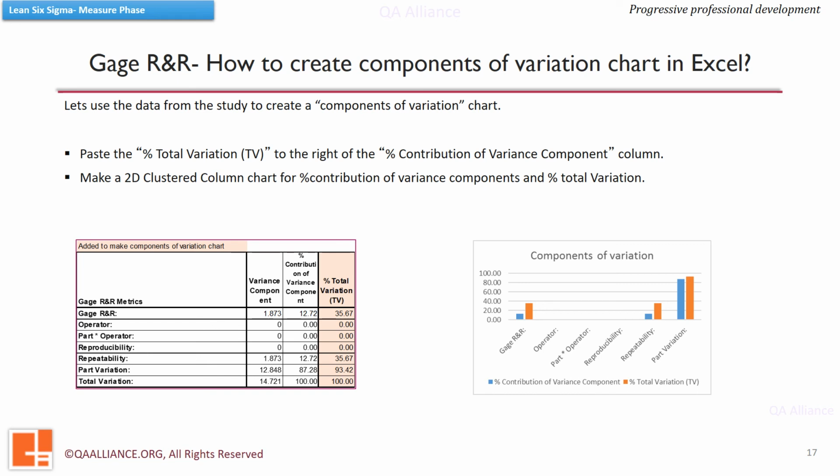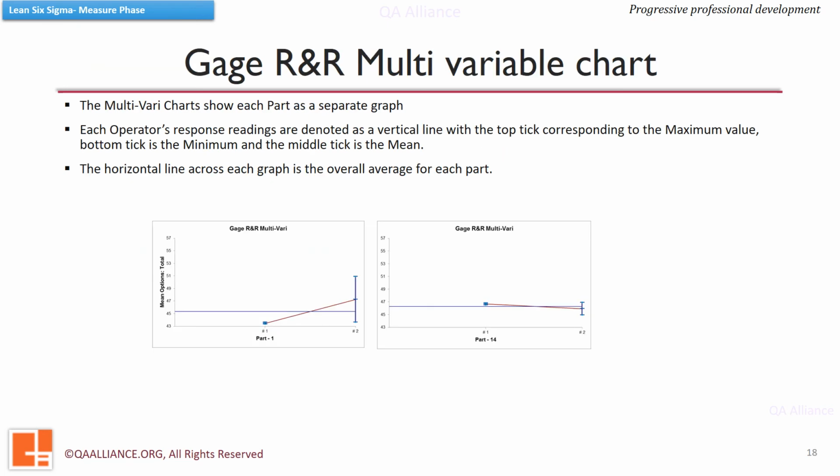Here if we see, part variation is high, though gauge variation is also significant. And as we have been concluding so far, here also, we can quickly see and conclude that the measurement system is not acceptable. The Sigma Excel output also has Multivari charts, which show each part as a separate graph. Each operator's response readings are denoted as a vertical line with the top tick corresponding to the maximum value, the bottom tick is the minimum and the middle tick is the mean. The horizontal line is the overall average for each part. These graphs can help us in quickly identifying where the variation is lying.